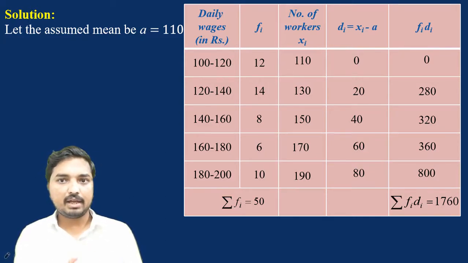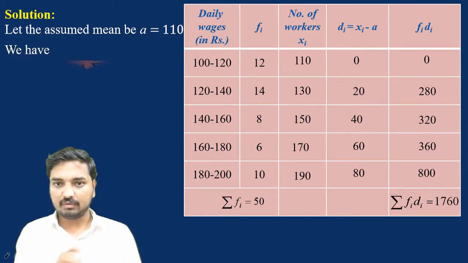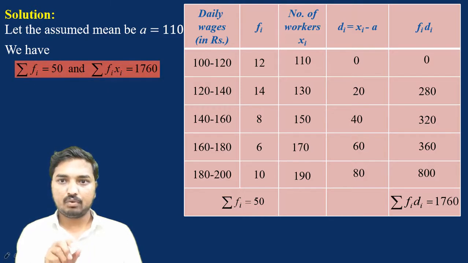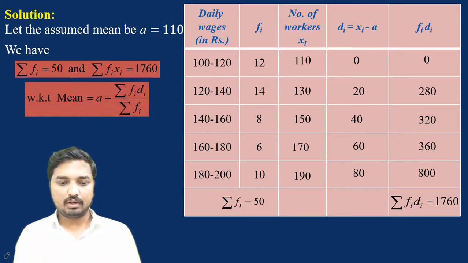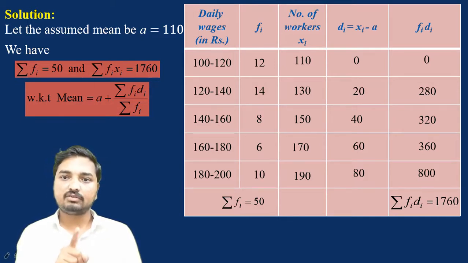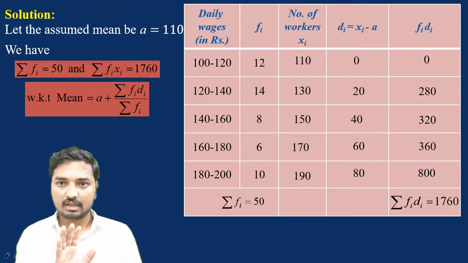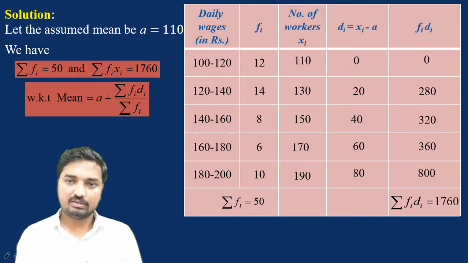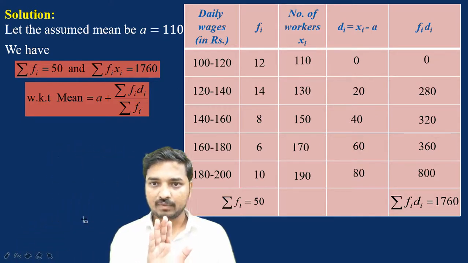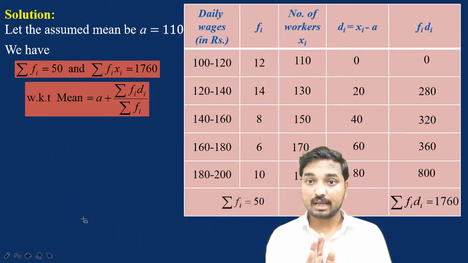Now the remaining thing is just writing the formula, substitution and simplification. Once again, I am going to write the obtained data: summation fi is 50, summation fi di is equal to 1760. Next, the formula to find the mean by the assumed mean method. The same formula is applicable for continuous frequency distribution and also for discrete frequency distribution. There is no change in the formula from one type of data to the next, remember.